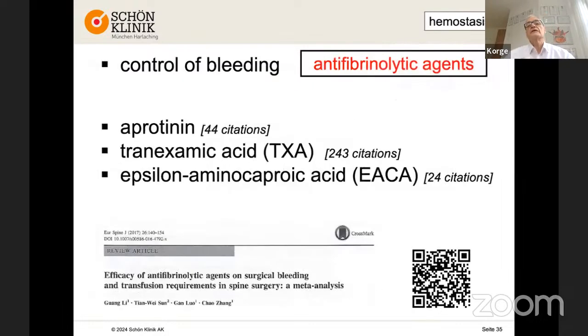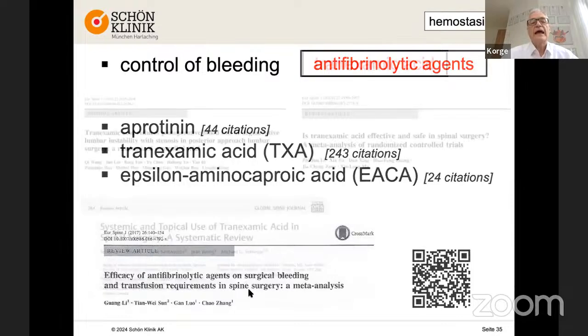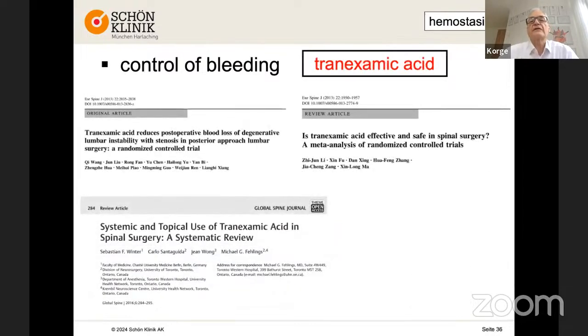Pretty new in the late years is the use of antifibrinolytic agents, and the most used is TXA, or tranexamic acid. There's a nice overview from the literature. Actually, in the literature there's still a heterogeneity about how to use it, when to use it, in which form: do you use it topically, do you use it intravenously.